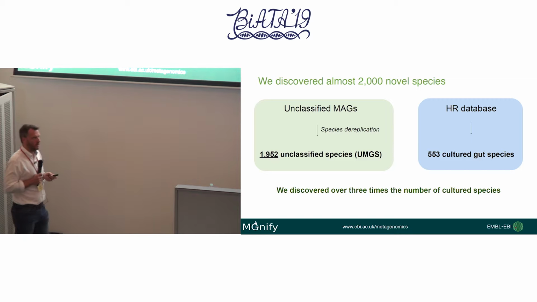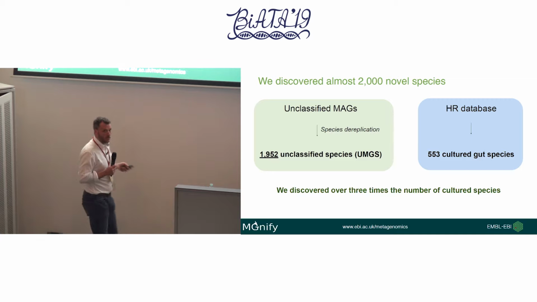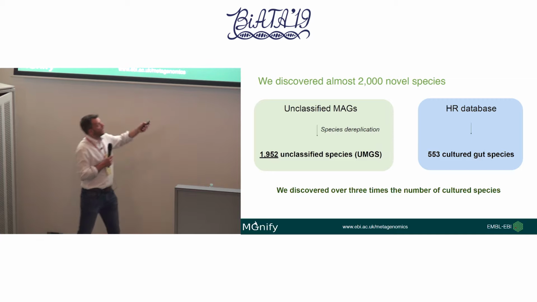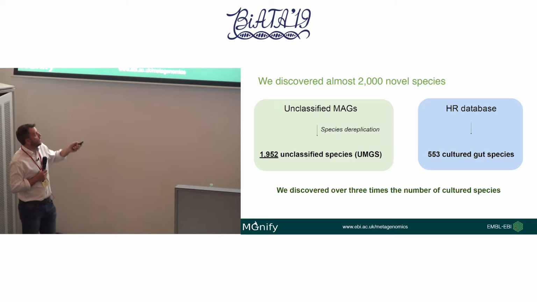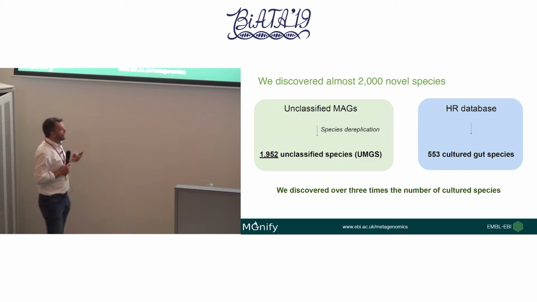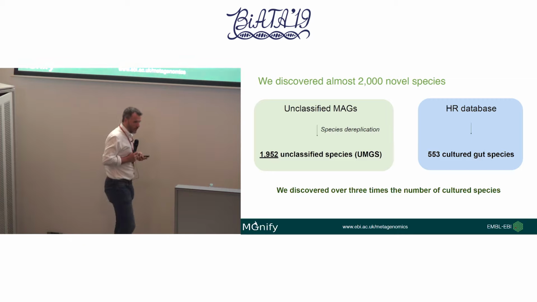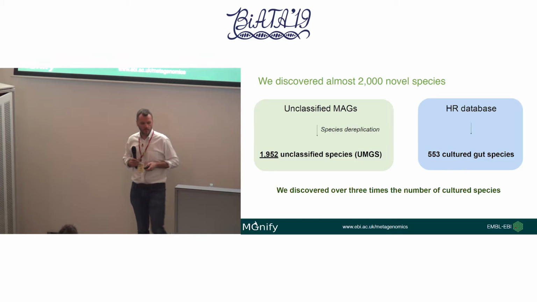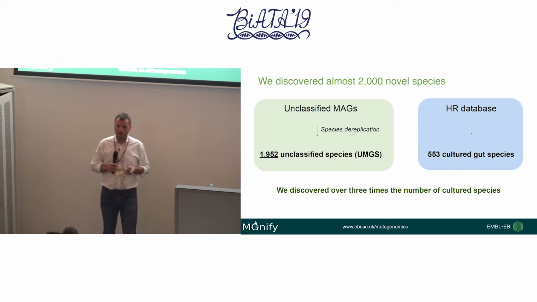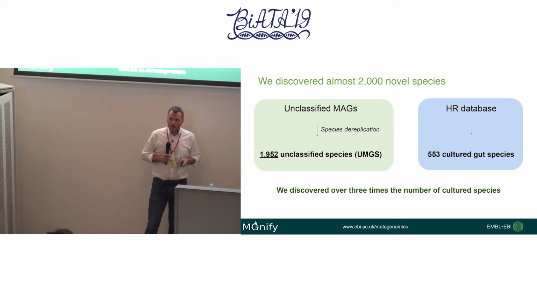If we put that in context to the species level of Trevor's data set, I said it was 739 genomes, with lots and lots of strains within there. If we actually cluster that at the species level, that's 553. So that's over 3 times the number of novel, unclassified species that we've managed to recover de novo compared to what we know at the isolate level. That was quite a lot.